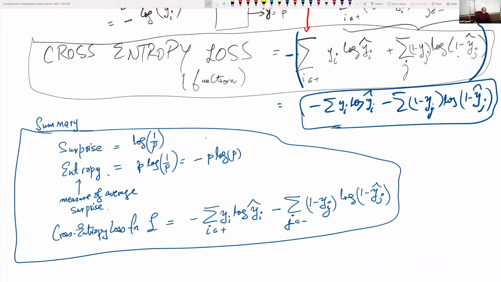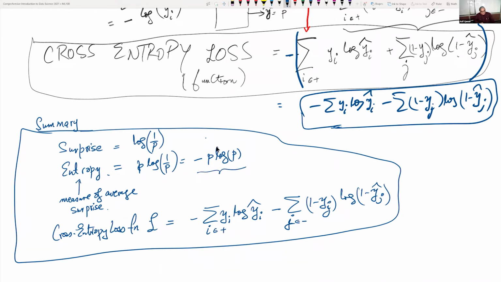So just let's summarize what we learned from here. We chose to define surprise as log 1 over p. Then entropy is essentially the measure of average surprise. Like, the proportion p multiplied by the surprise after each of the events in a trial would give you this. And it's traditionally written as this, a more traditional form of writing it.